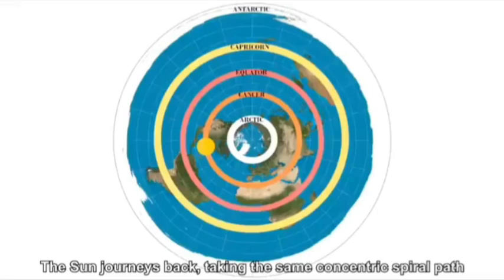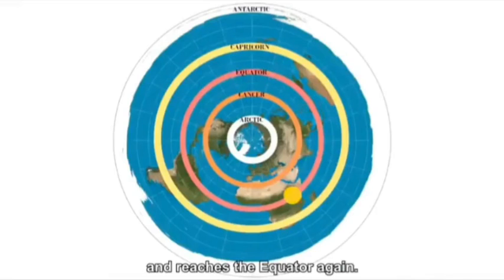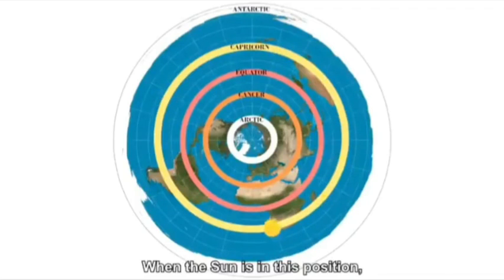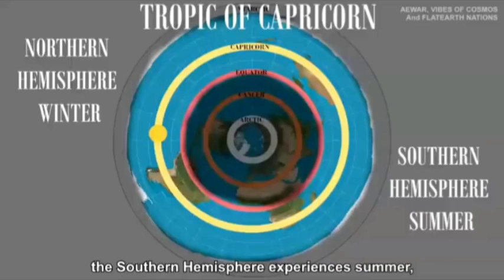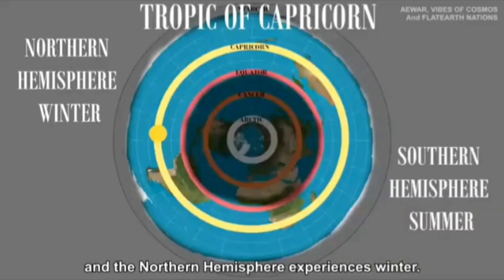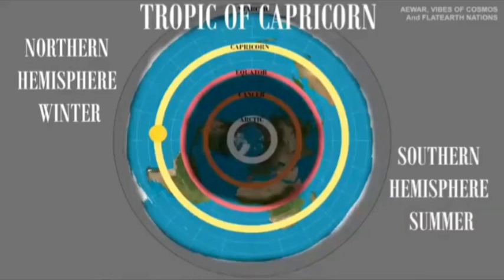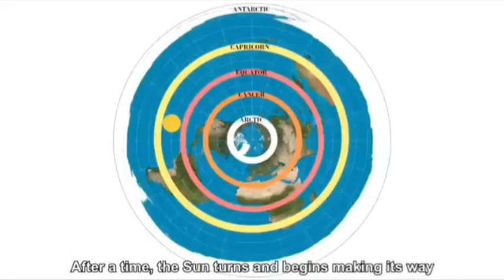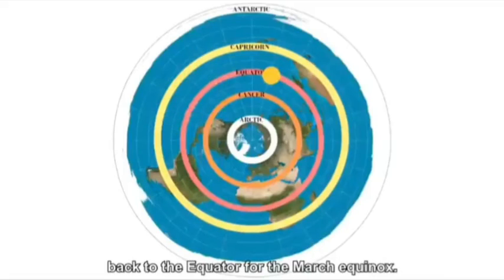The sun journeys back, taking the same concentric spiral path, and reaches the equator again. It then keeps going and reaches the Tropic of Capricorn. When the sun is in this position, the southern hemisphere experiences summer, and the northern hemisphere experiences winter. After a time, the sun turns and begins making its way back to the equator for the March equinox.